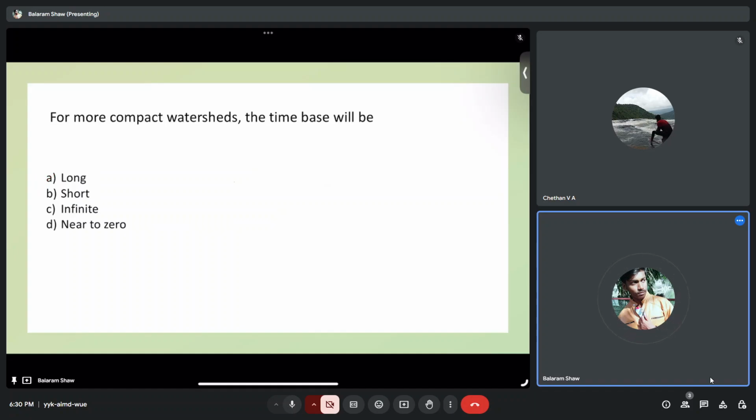The next question is, for a more compact watershed, the time base will be, okay. We have studied time base previously. Remember the hydrograph that we have studied.